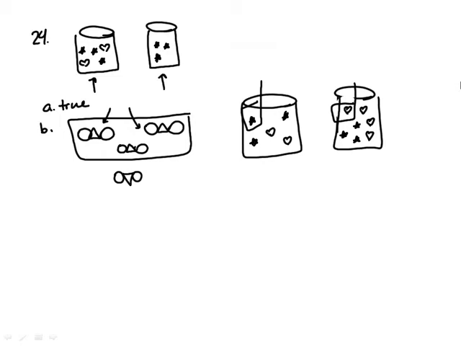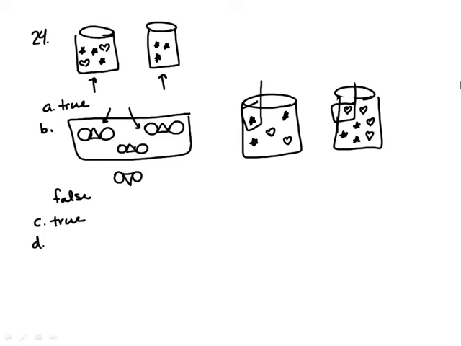And all mixtures have variable composition, both heterogeneous and homogeneous. So letter B, heterogeneous mixtures but not homogeneous mixtures can have a variable composition. That's false, because all mixtures can have a variable composition. So B is false. C says pure substances cannot be separated into other kinds of matter by physical means. That's true. In order to separate a pure substance into other kinds of matter, you have to use chemical means. So that's true.